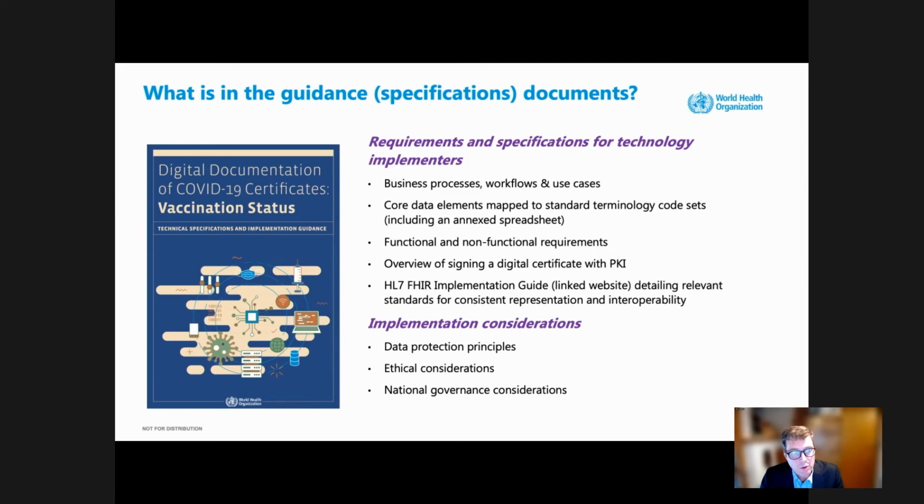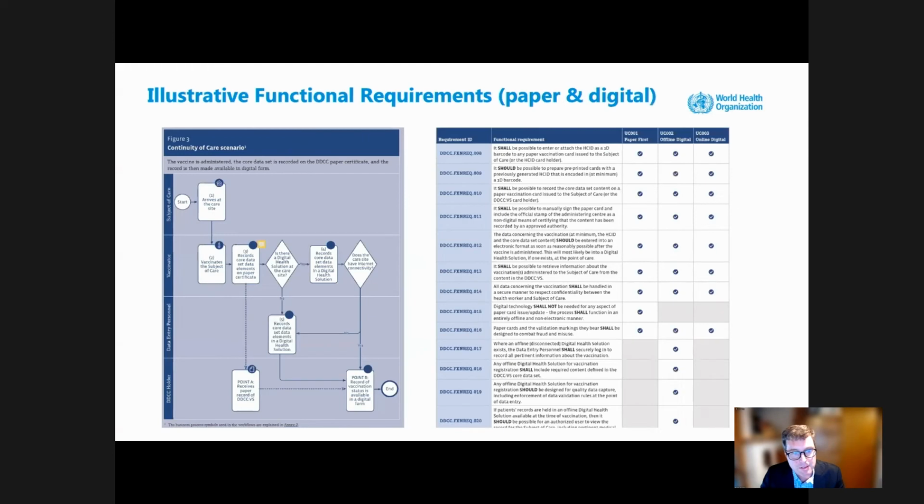We also include a level 7 FHIR implementation guide, which really details the machine readable content and the way that data should be represented for consistent interoperability between systems. We also detail principles and ethical considerations and national governance, recognizing that countries value these as well.